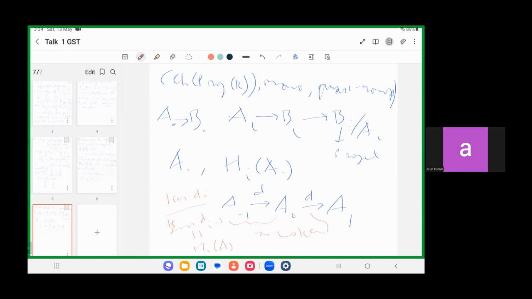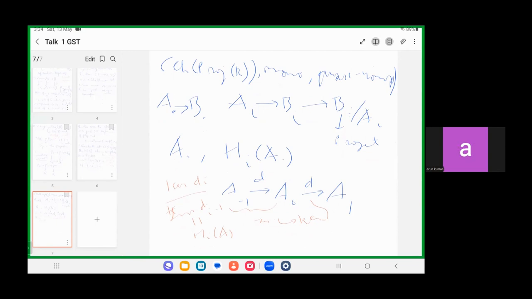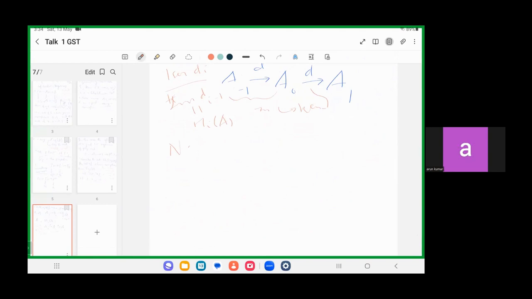Notice that this is an important fact. So note, H_i(A) need not be projective. Even though every term in the sequence of this chain complex is projective, these homology groups need not be projective. As an example, you can try to find counterexamples of chain complexes of projective modules where these homologies are not projective. So these always exist, but that's not a problem for us.